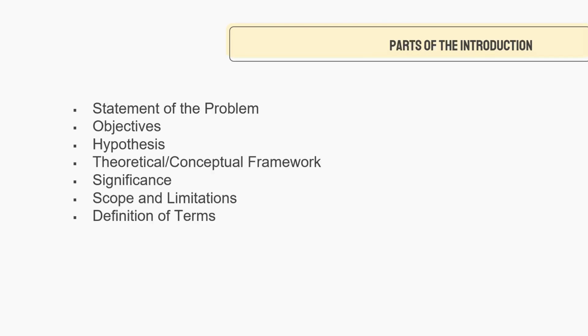These are the parts of the introduction. Note that there is usually a background of the study at the start of the introduction, but since you are going to write a separate section for the review of related literature, that's why there's no background here. So we have statement of the problem, objectives, hypothesis, theoretical or conceptual framework, significance, scope and limitations, and definition of terms. So we will discuss each of these one by one.